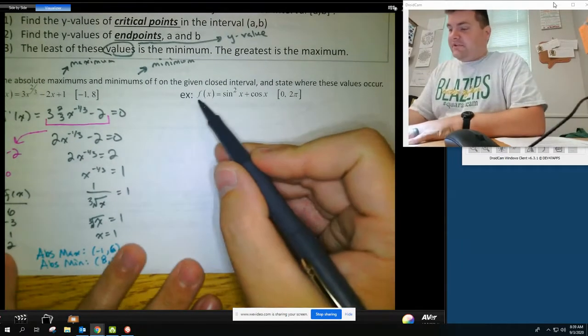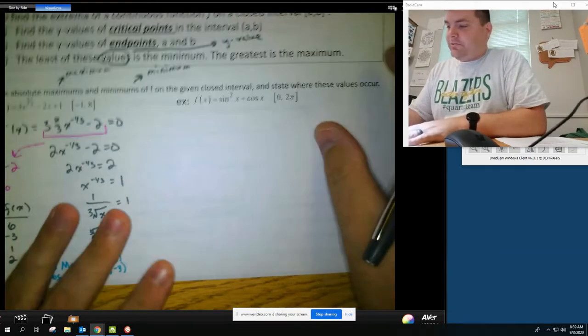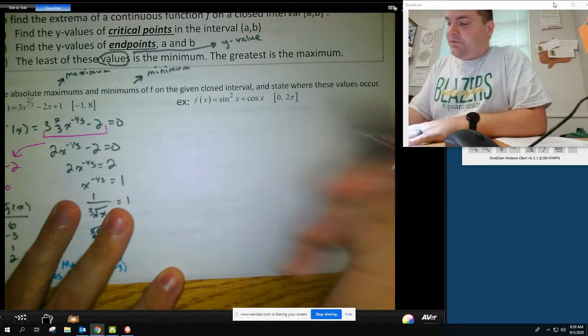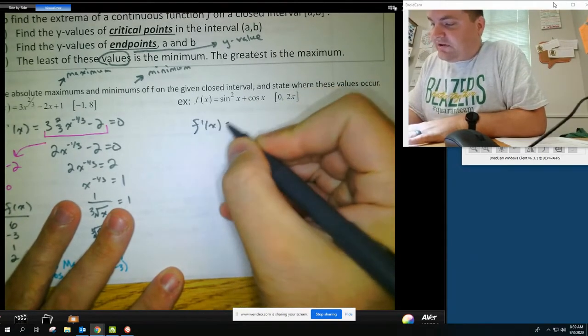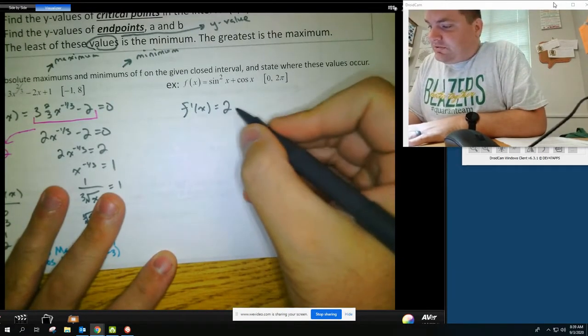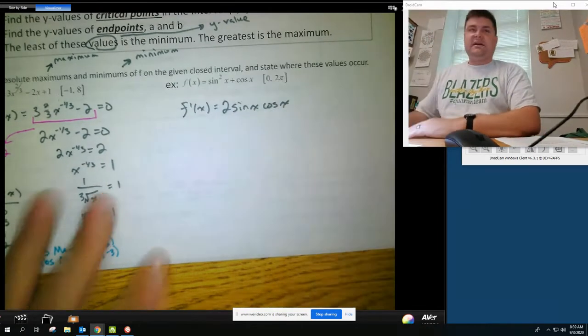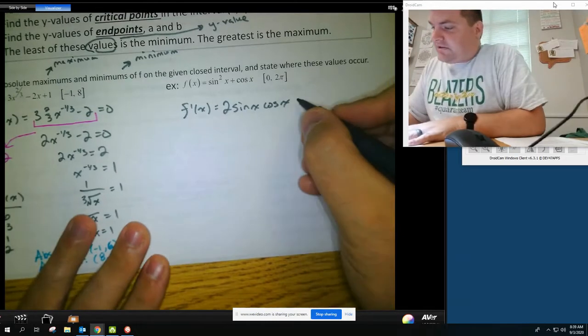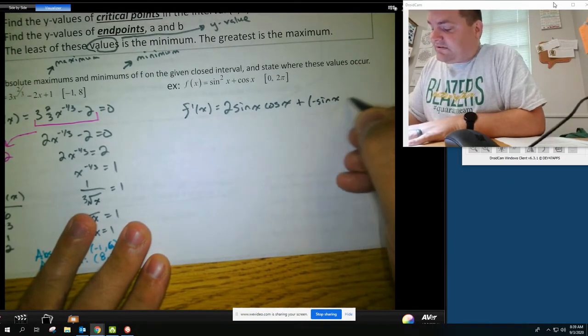So same first step here is we're going to take the derivative and then set it equal to 0. So what's going to happen here is we're going to get a bit of chain rule here. So we're going to get 2. So f prime is going to equal 2 sine of x cosine of x, because the derivative of sine is cosine, plus the derivative of cosine is actually going to make that into a negative sine of x.